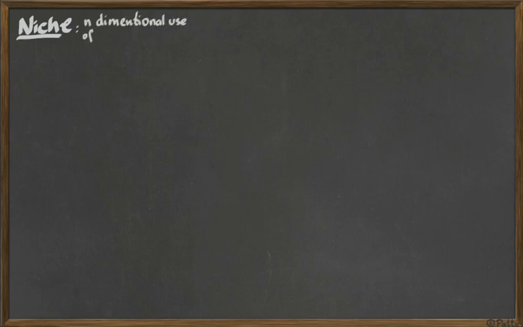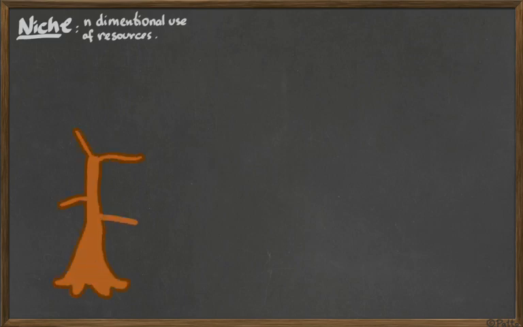Having said that, let's take a look at the concept of niche. Okay? The definition of niche is the n-dimensional use of resources. This might be a little bit complicated now, but after we finish looking at examples, this might be a little bit more concrete. So, n-dimensional use of resources. So let's take a look at the use of a certain resource by some bird species.